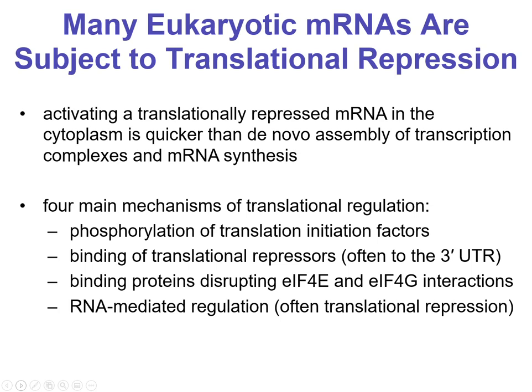There's 4 main mechanisms of translational regulation. Phosphorylation, of course, of translation initiation factors. Binding of translational repressors, which often will bind to the 3' untranslated region, the UTR. Binding proteins that disrupt eIF4E and 4G interactions. And remember that they're necessary for kind of helping to bring the RNA around to make the actual competent complex for the ribosomes to start. And then there's RNA-mediated regulation, which is often translational repression.